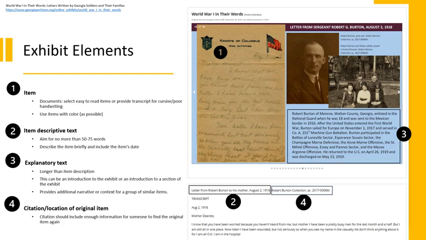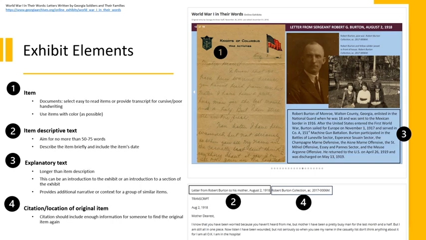The citation includes the collection name, which is the Robert Burton collection. So here's the collection name. After the collection name, you've got the accession number. Now this accession number is what we use to identify non-government collections.